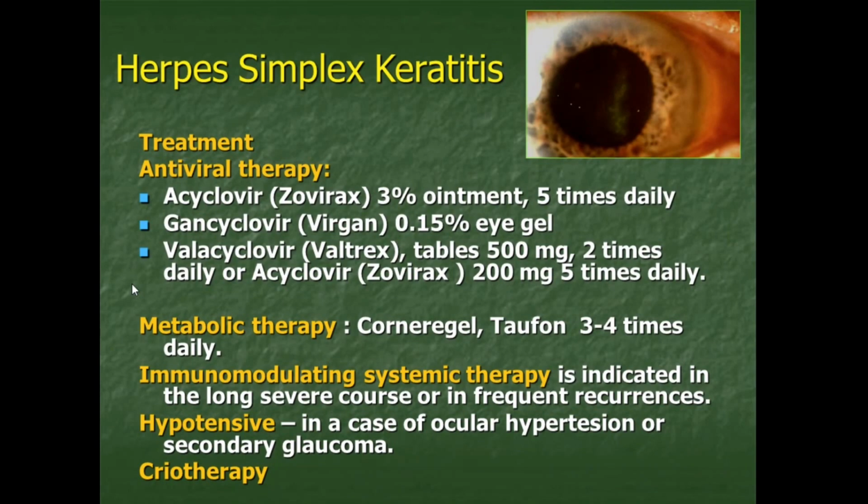Immunomodulating systemic therapy is indicated in a long severe course because of frequent recurrences. And deep form of keratitis rather often may be the cause of eye hypertension. And in this case, we prescribe hypotensive therapy. In severe recurrence cases, we can prescribe cryotherapy. It's like a surgical procedure.